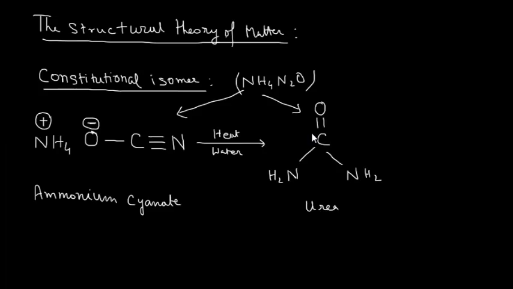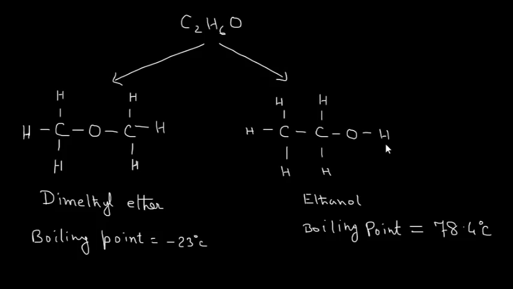Now let us see one more example. Dimethyl ether and ethanol are formed from a molecular formula C2H6O, where the boiling point of dimethyl ether is minus 23 degrees centigrade and the boiling point of ethanol is 78.4 degrees centigrade. Dimethyl ether is present in gaseous form at room temperature. Ethanol is present as a clear liquid at room temperature. In this way, we can say the physical properties and names are different for these two compounds. So these two are also examples of constitutional isomers.